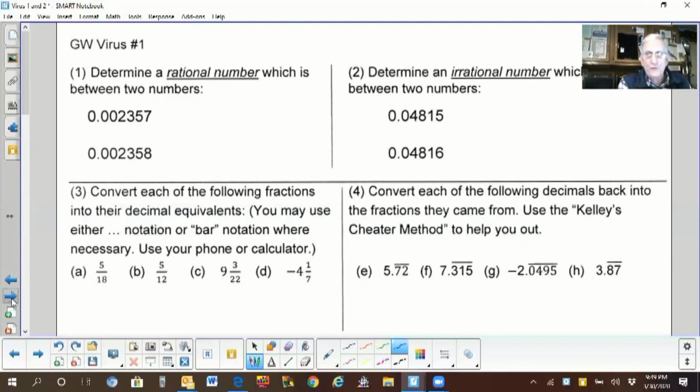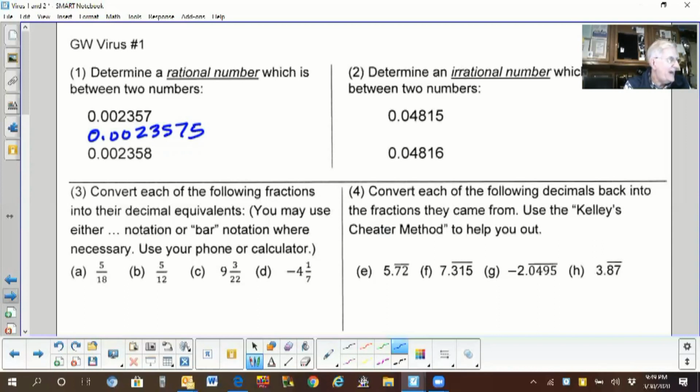Now, if you take out your phone or a calculator and you put those two numbers in it, this is what you would obtain for an answer. 0.0023575. It would terminate, it would stop. Now, because it stops or terminates, we know that this is what kind of number? Well, it's rational, because rational numbers as decimals either terminate or repeat. This one that you see on the screen has terminated.